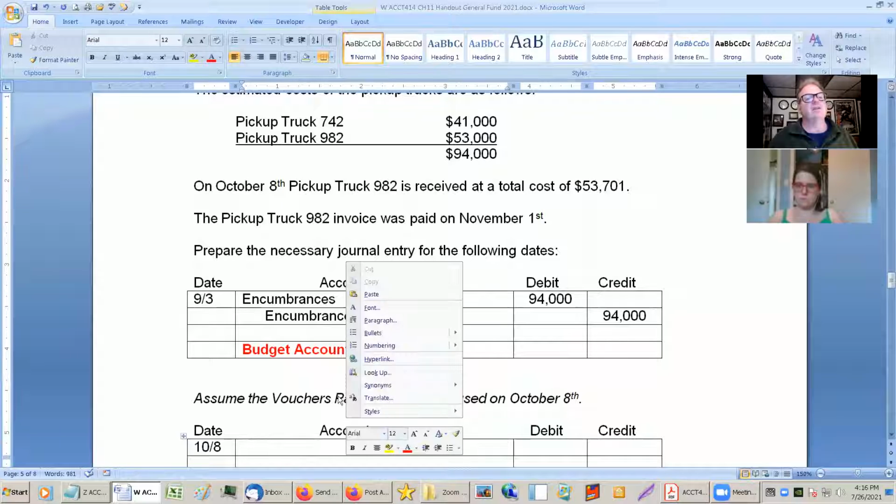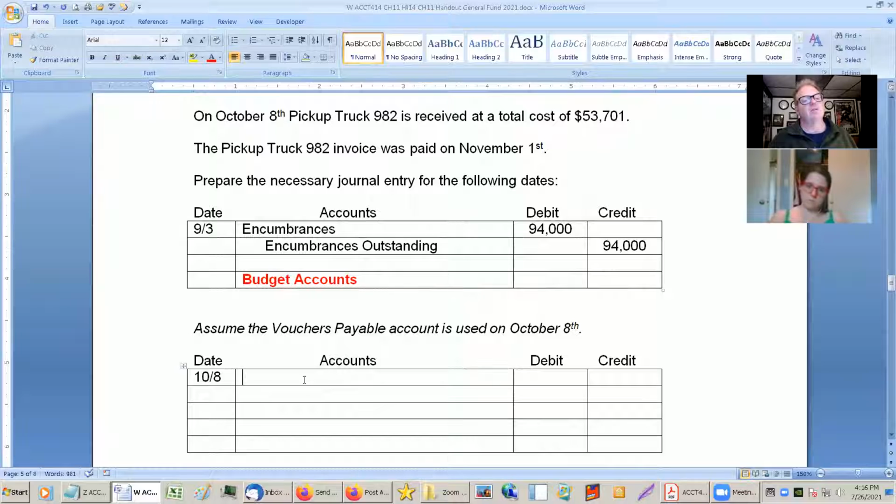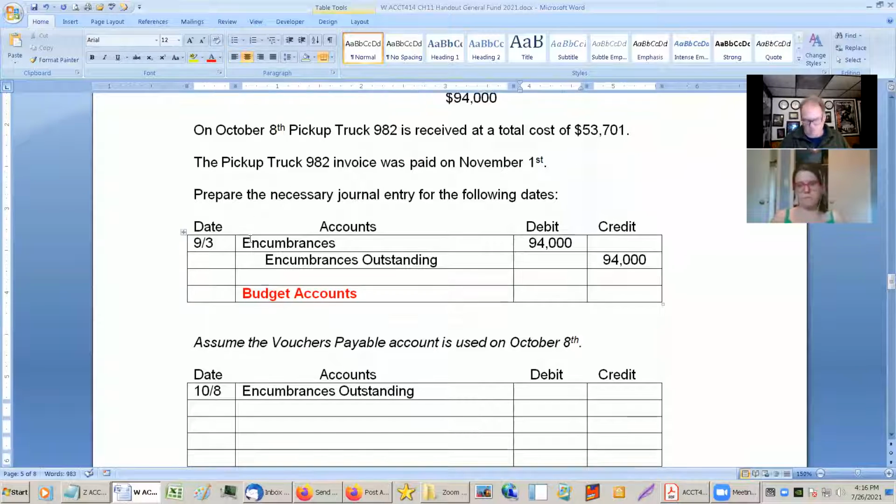Okay, so this is truck 892. This is the one that came in. So we have to take that off the books. We just reverse this out. Right. Now, it sounds completely silly, but that's what we do. So we've got to take off 53,000. So we take it off of whatever we put it on the books at.